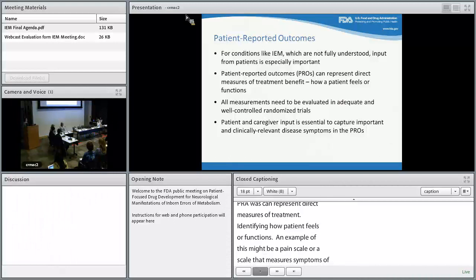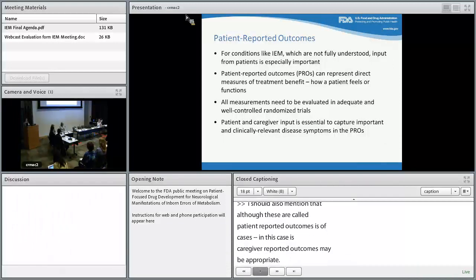For conditions like the IEM disorders that are not well understood, input from patients is especially important. Patient and caregiver input is essential to capture important and clinically relevant disease symptoms in these PROs. And I should also mention that although these are called patient-reported outcomes, in some cases, patients cannot report for themselves if they are too young or too cognitively impaired to give us those descriptions. So in those cases, caregiver-reported outcomes may be appropriate.